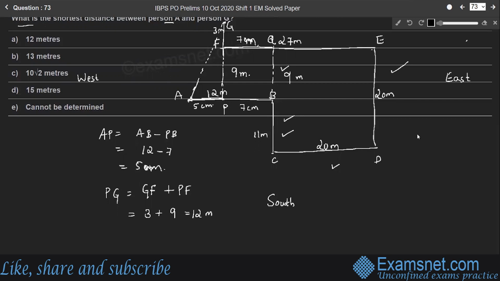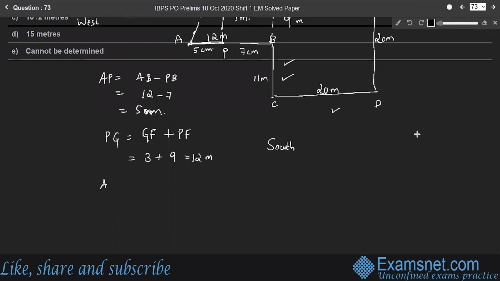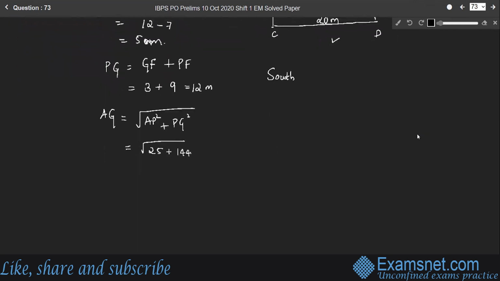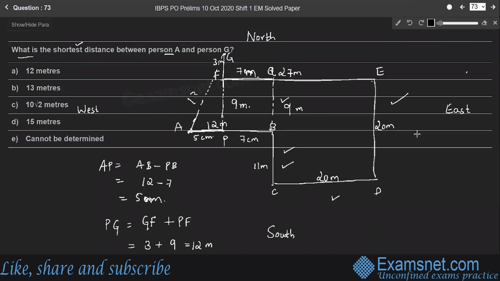Right? Now, we need the distance AG. AG is equal to root of AP square plus PG square, which is root of 25 plus GP square, 12 square, which is 144. Therefore, it is root of 169, which is 13 meters. The distance between A and G is 13 meters. Hence, option B is the right answer.